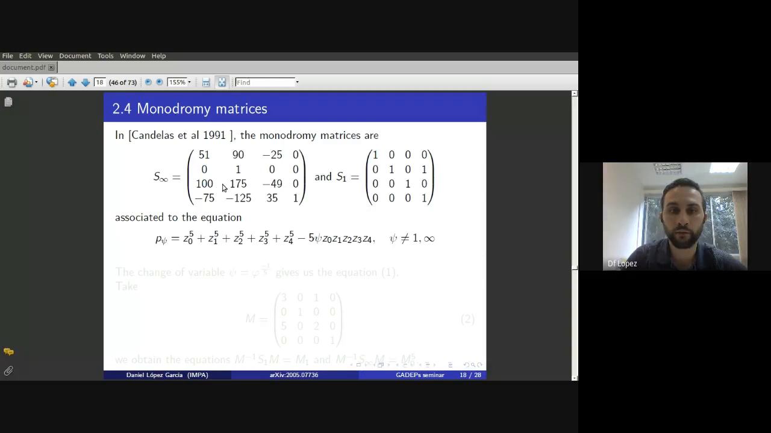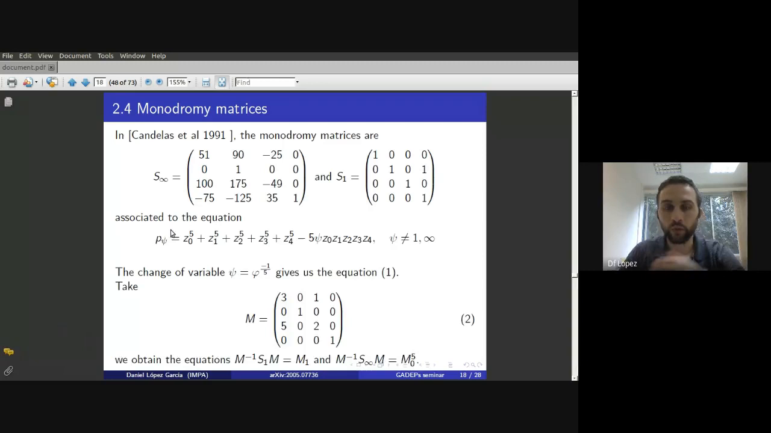In this case, the monodromy matrices associated to this family are S infinity, which is this matrix here, and S1, this matrix here, that is equal to the previous one. So we have this change of variable, psi equal to phi to the minus 1 over 5, and we obtain the previous polynomial P phi. Also, if we take this matrix M, we can conjugate these matrices to the previous ones. For example, S1 is conjugate to M1, and S infinity is conjugate to M0 to the 5. That means that a loop around infinity in this basis corresponds to a loop around 0 five times. It is not obvious, but this is the idea of this power here.